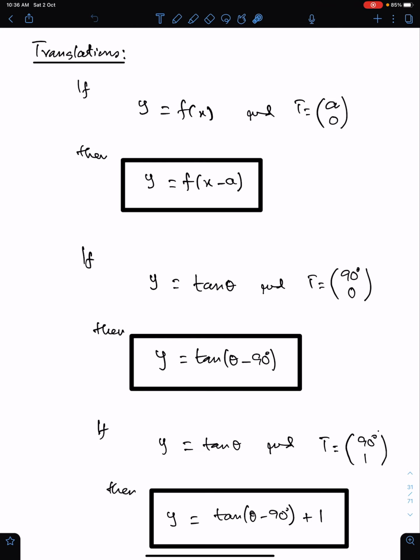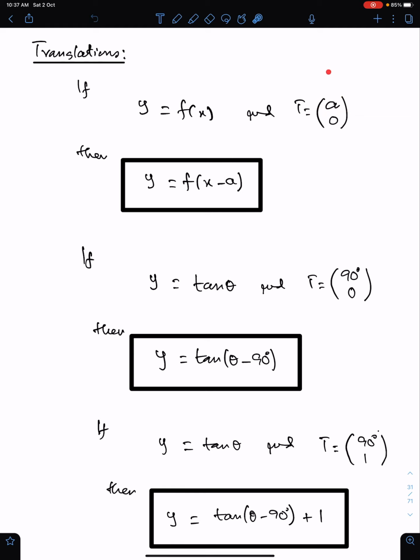I discussed translations in detail in my first lecture of transformations of functions. When this translation vector applies onto this equation, then we get this equation. This is the equation of the resulting graph. Since the x component of the translation vector is positive, therefore we have a negative sign here. So the signs of the x component and this are both opposite.